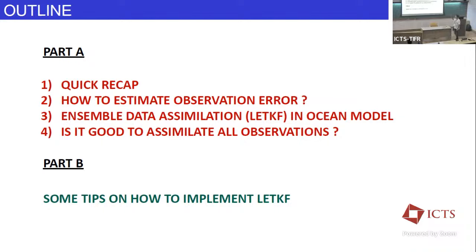Then I'm going to give you an idea about the ensemble data assimilation system, which is LETKF here. And next, we'll talk about, is it always good to assimilate all the observations? Okay, so that's part A, and in part B, in the next lecture, we'll see how actually we can implement LETKF in the models. So I'll give you some tips on how to do that.